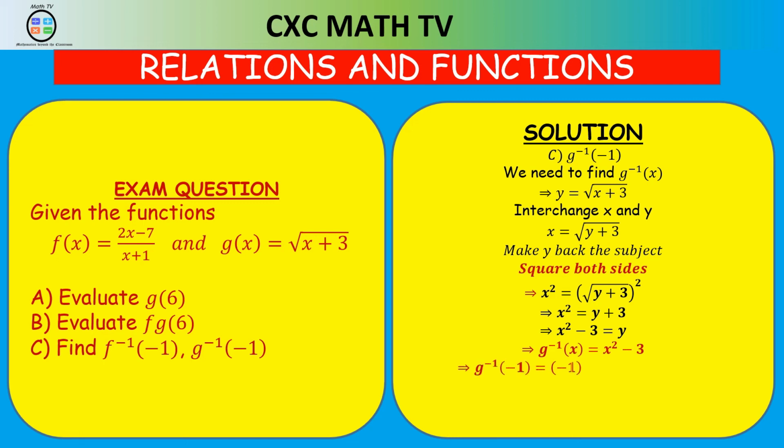Now that we have g inverse of x, we can plug in x as negative 1. To find g inverse of negative 1 is now negative 1 squared minus 3. And that works out to be 1 minus 3, which works out to be negative 2. And the g inverse of minus 1 is negative 2.